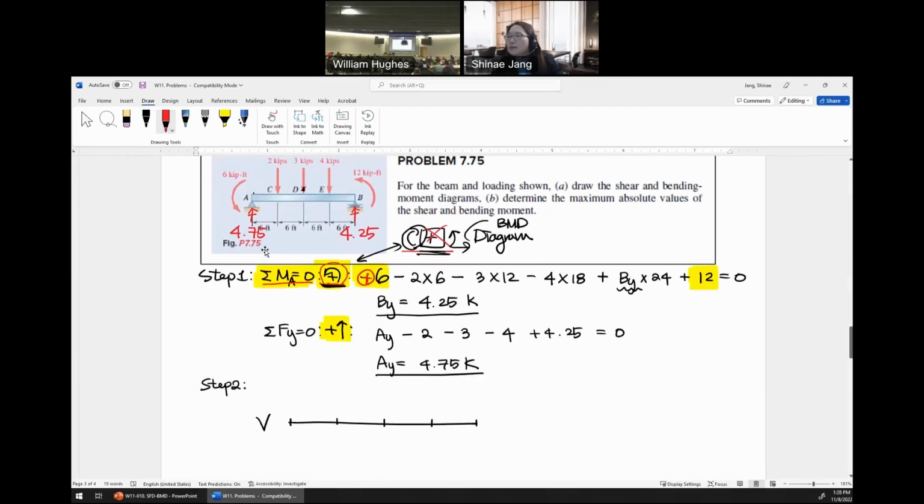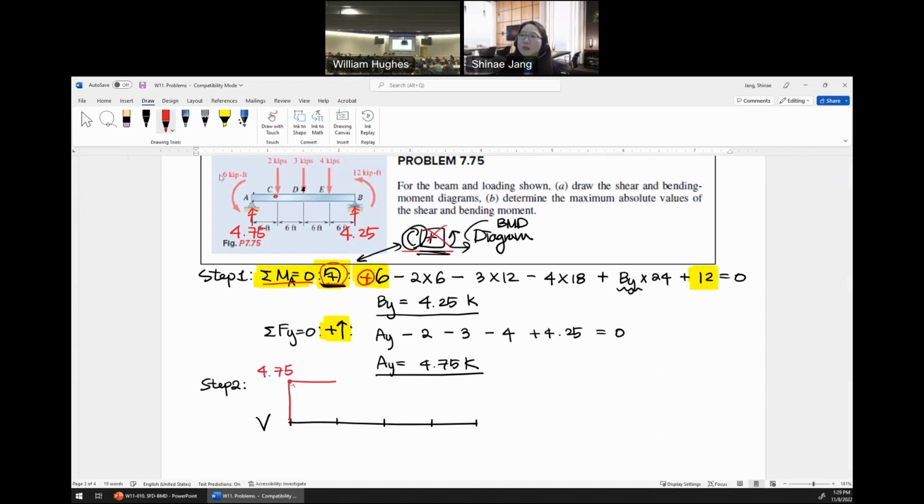Okay, and then it's all point load, so let's use the follow-the-load method. At A, we have 4.75 upward, so 4.75 upward. And between A and C, no changes, right? No changes, so stay there.